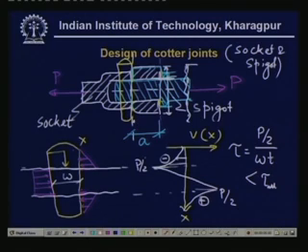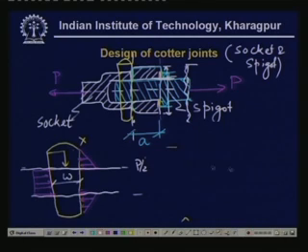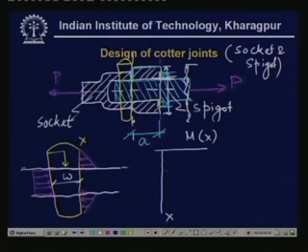Once we have decided for T, we can find out the required value of W, that is the width of the Cotter. Then this Cotter is not only subjected to shear stress, but also a bending moment. Now, we have to draw the bending moment diagram. The bending moment diagram, if you draw it carefully, is M versus x over here. So, the bending moment diagram looks like that, of course not 0 over here.